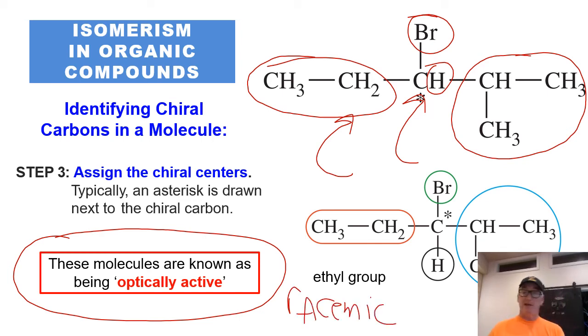A racemic mixture has equal amounts, a 50-50 mix of each chiral molecule, and so you can't tell them apart because one will bend the light one direction and the other one will bend it right back. So basically you get nothing. We call that a racemic mixture, a 50-50 mix of both stereoisomers.